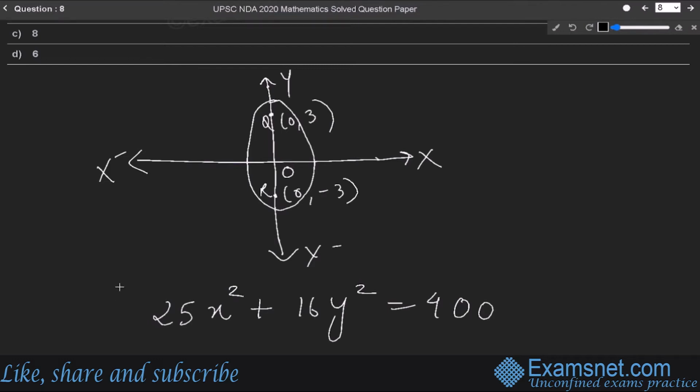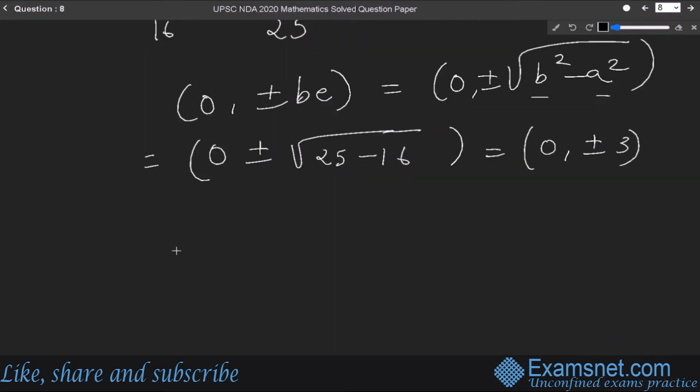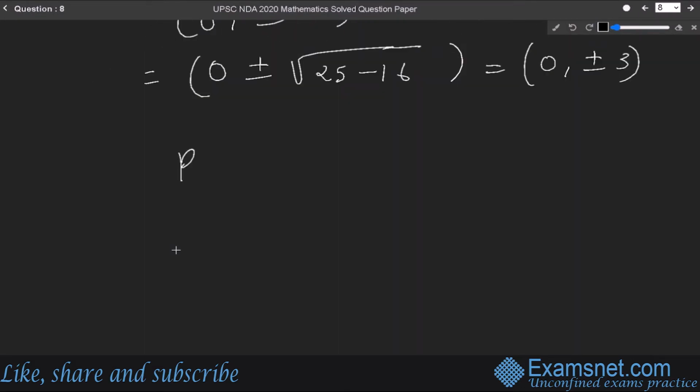Now from the question, point P(x, y) lies on the ellipse. Since it lies on the ellipse, the sum of its distances from the two fixed points is always constant, or we can say equal to the length of its major axis. So we can write that PQ plus PR will be equal to 2 into 5, which is 10. I hope it is clear to you.